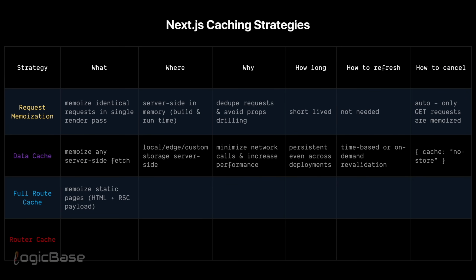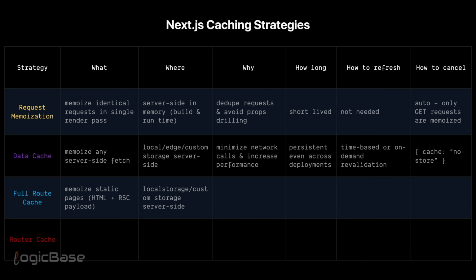Second question, where is it stored? It's stored on the server. That's something we have already figured out. For data cache as well, it's stored in the server's local storage. If you want, you can configure a custom storage like an S3 bucket, Redis, or any external location. But in that case, you will have to update the configuration inside the next.config.js file. If you set a custom cache handler there, it will be applied.